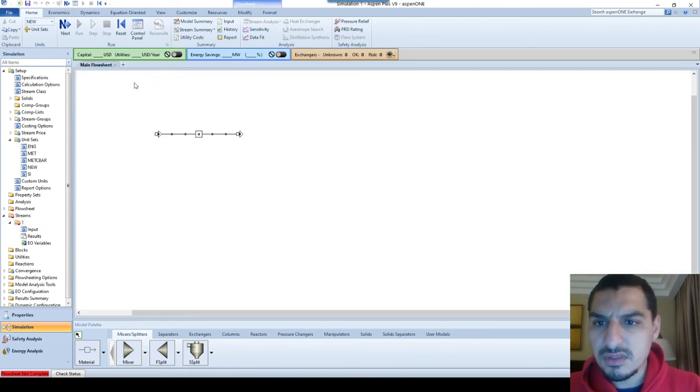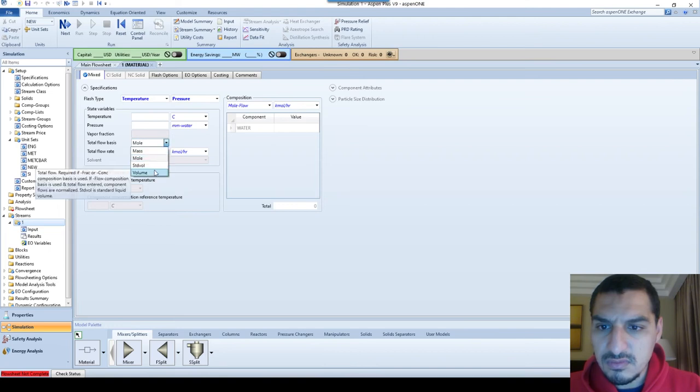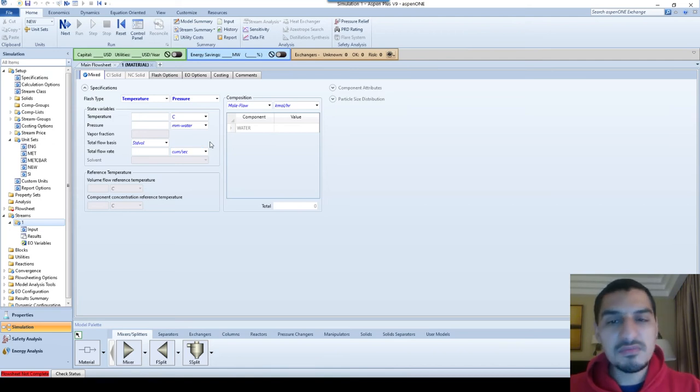I'm going to close it and reopen it. Maybe we can have this problem fixed. Oh no, so this is the standard volume and it's cubic meter per second. Sometimes this happens, so it's not something that you need to freak out about when it happens.